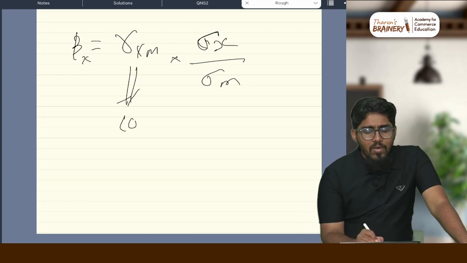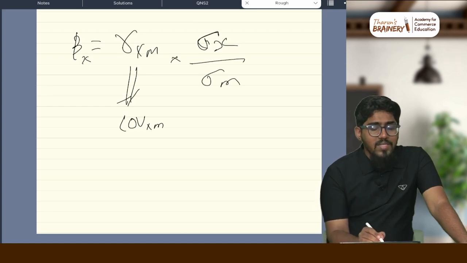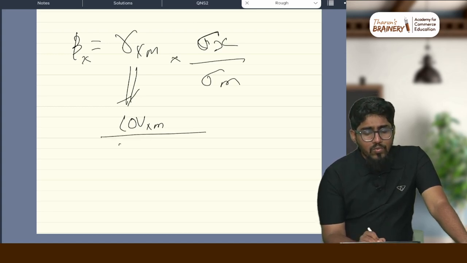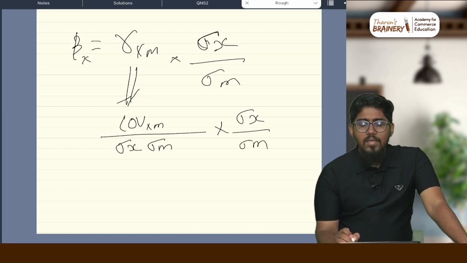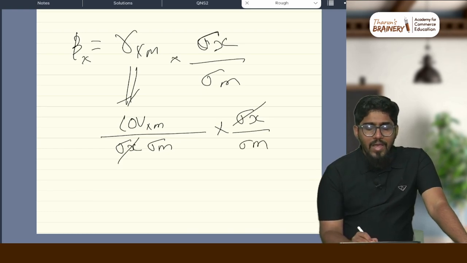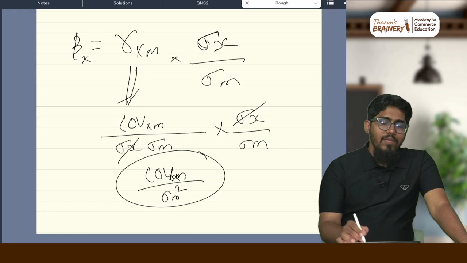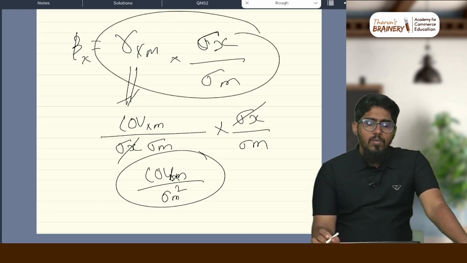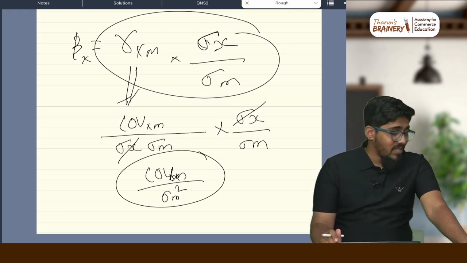Okay, you can also write covariance of X and M. R of X and M is nothing but covariance of X and M divided by the standard deviation of X and the standard deviation of M. So my other formula is covariance of X and M divided by variance of the market. So you have two formulas for beta. Both the formulas are derived from each other only, there are no two different formulas. If you remember one formula, the other you can very easily find out.